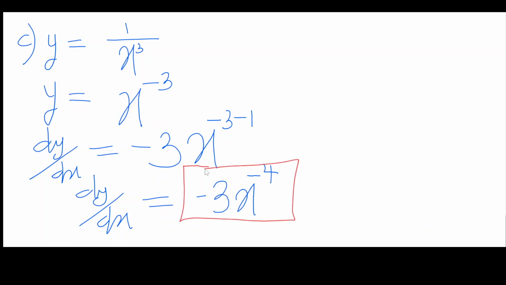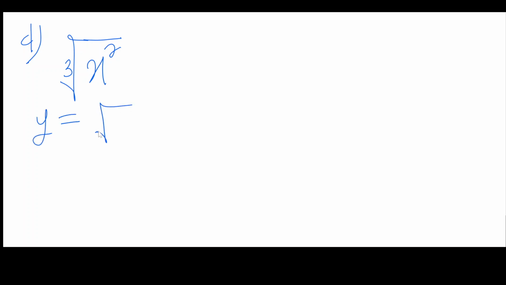Now let's talk about one more exercise, which is D. It says the cube root of x squared. To get the differentiation of the cube root of x squared, it means y equals the cube root of x squared. Let me write properly. The cube root of x squared.